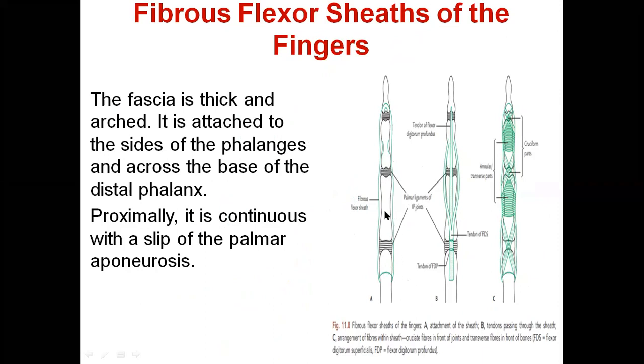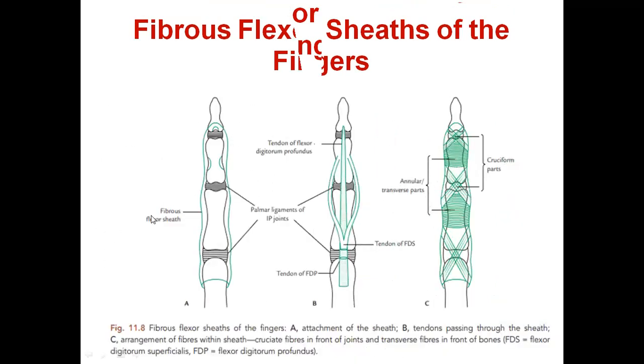This is the proximal phalanx, middle phalanx, distal phalanx. So proximally, this is the proximal one, which is in continuation with the slip of palmar aponeurosis. Now, inside this deep fascial modification, what is passing? Let us see an individual picture which helps us to understand much better.